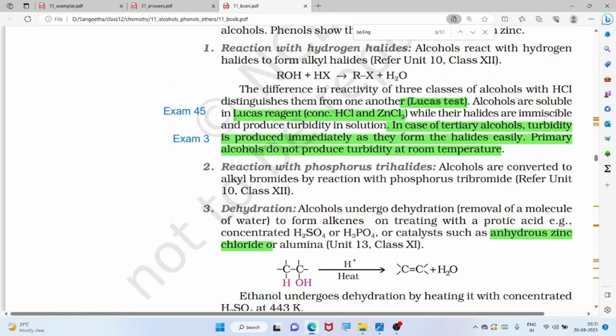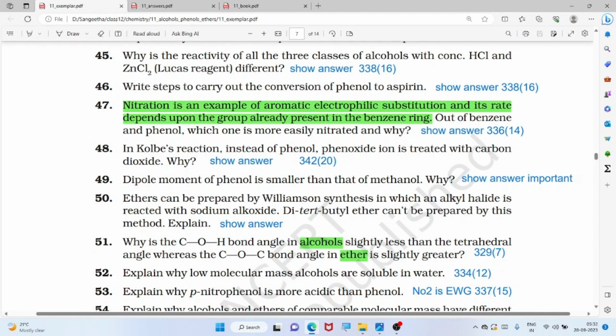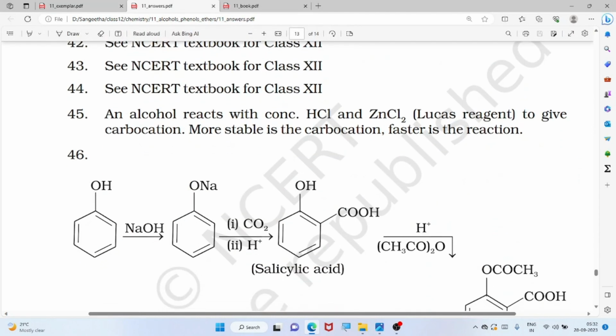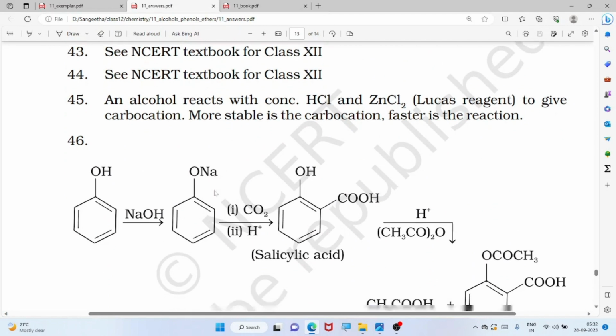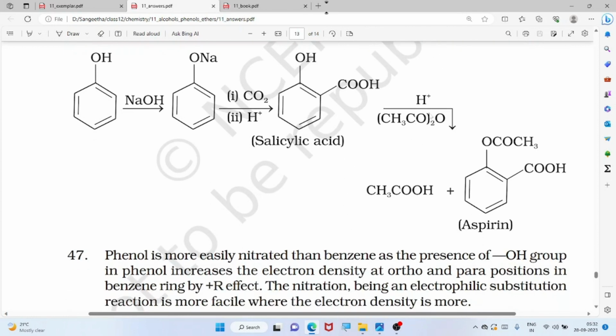So you can go through this reaction with HCl and zinc chloride, Lucas reagent. Phenol to aspirin. This is the phenol, then this compound is salicylic acid. And then the protonation, then you will have the aspirin.